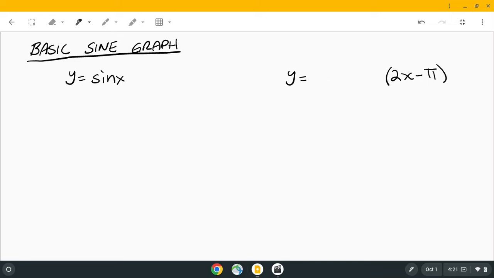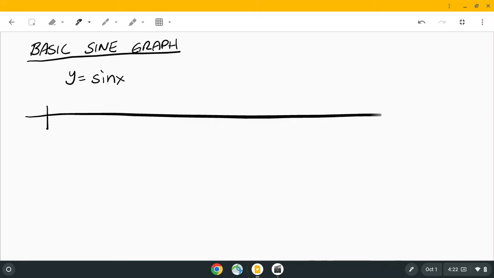Okay, so we first start off with this very basic sine equation. y equals sine x, nothing added, subtracted, multiplied, divided. Okay, so just y equals sine x. So let's take a look at a table of values. Most of the time you guys do a table of values like this, but here I'm going to go horizontally instead. And we'll make a nice long table of values.